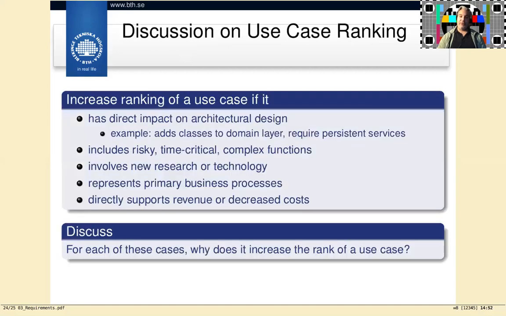And then if we go back to what Craig Larman has to say about use case ranking, they say that if a use case has a direct impact on the architectural design, then it's more important. That means that if you have a use case that will help you build more of the system, the underlying structures of the system, the scaffolding, if you will, well, it's more important that you get to that requirement sooner rather than later. This will help you build what's called a minimum viable product.